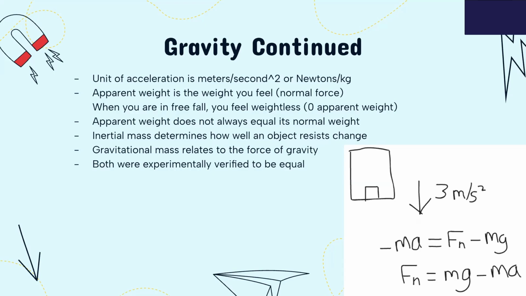And inertial mass is the measure of how well an object resists change. And gravitational mass relates to the force of gravity. Both of these were experimentally verified to be equal.